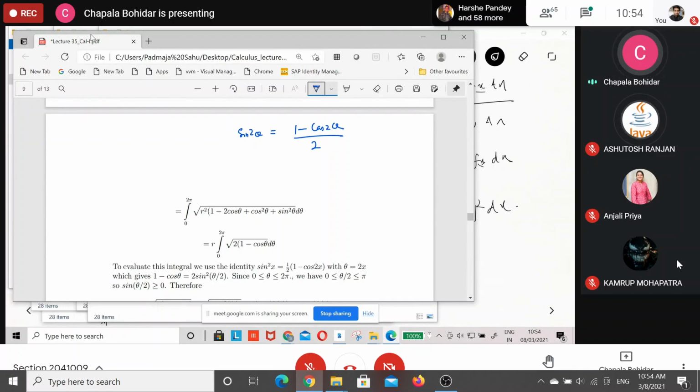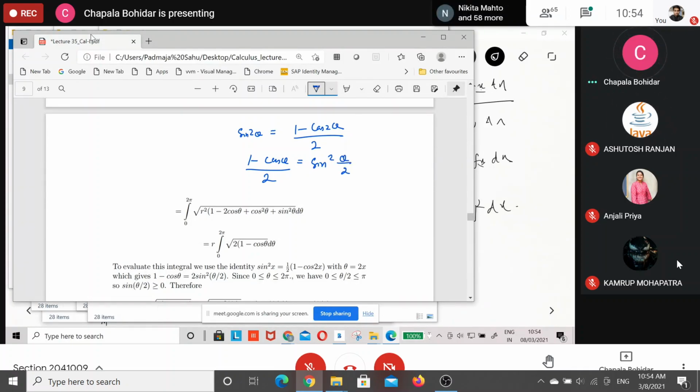Yes, ma'am. So if I write down here, it is 1 minus cos theta. Considering theta by 2 as a simple theta, we write down sin square theta by 2. Yes, I can write it down like this.